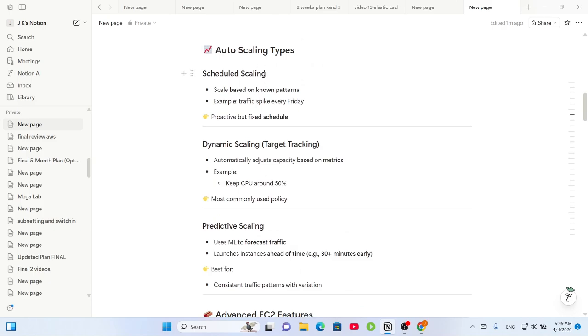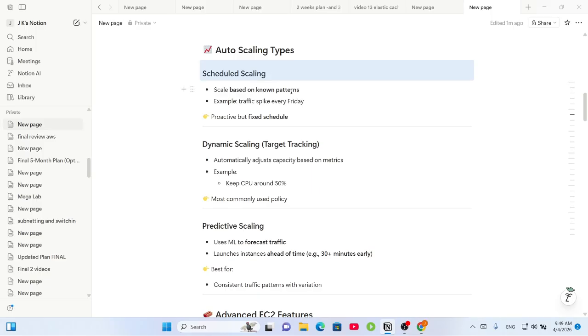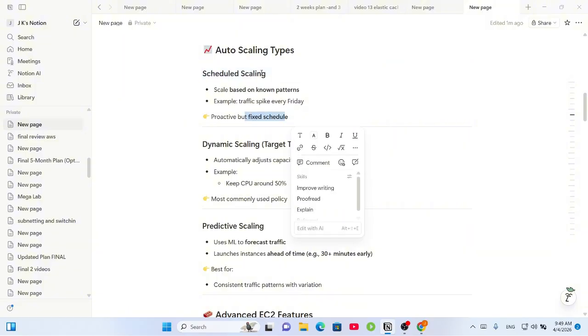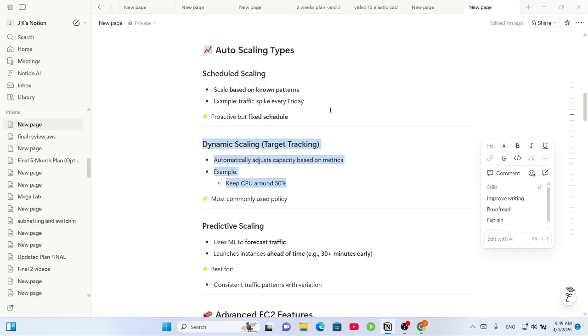Auto scaling types: we have scheduled scaling, which scales based on known patterns, like a traffic spike every Friday. It's proactive but on a fixed schedule. This is one thing. Dynamic scaling, target tracking, automatically adjusts capacity based on metrics. Example: keep CPU around 50%. This is actually the most commonly used policy, dynamic scaling.